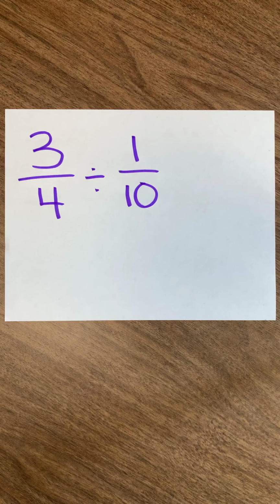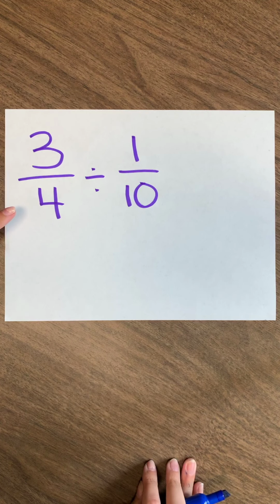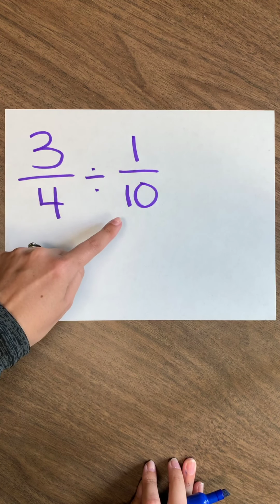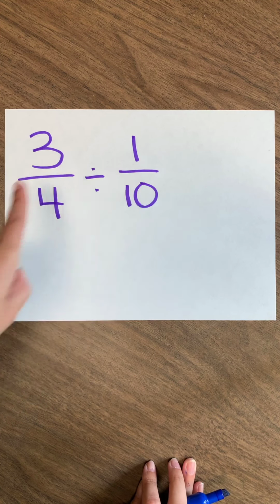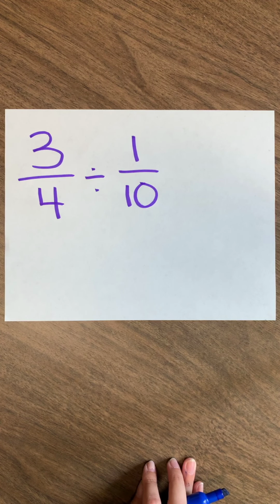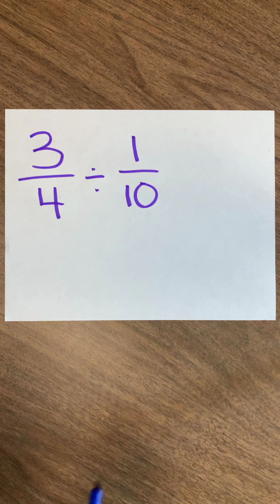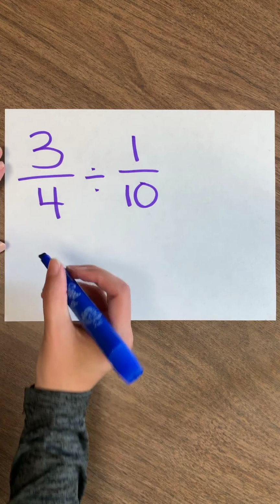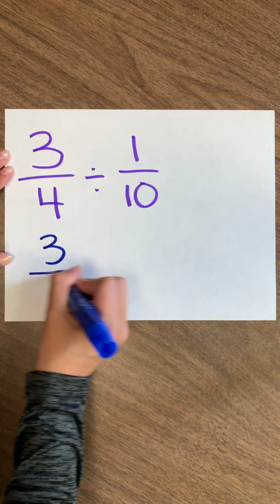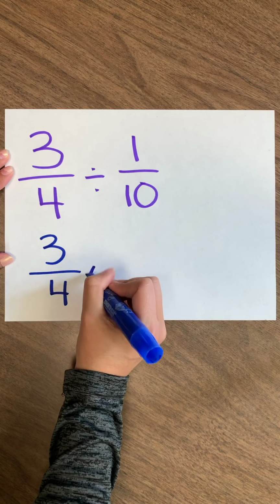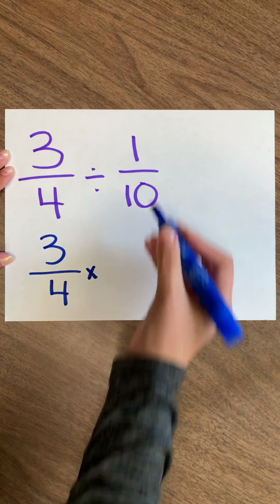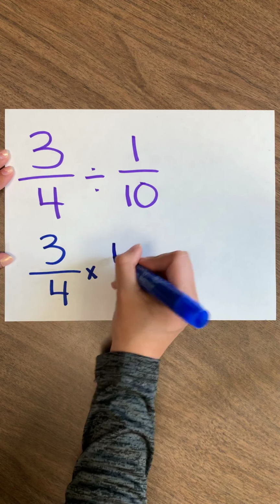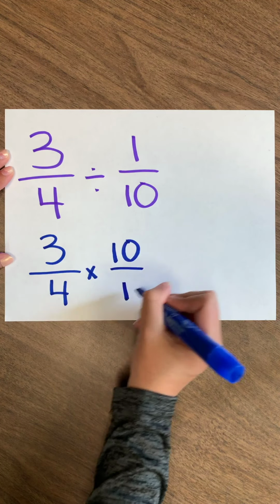All right, let's check your work. So we know that Maeve had 3/4 of a bag of food, and her cat ate 1/10 of it each week. So how many tenths are in that 3/4? So here is our division problem. So when we divide fractions, we are going to change it to a multiplication problem and multiply it by its reciprocal. So we will leave the first fraction alone, change it to multiplication, but we're going to multiply by the reciprocal of 1/10, which is 10 over 1.